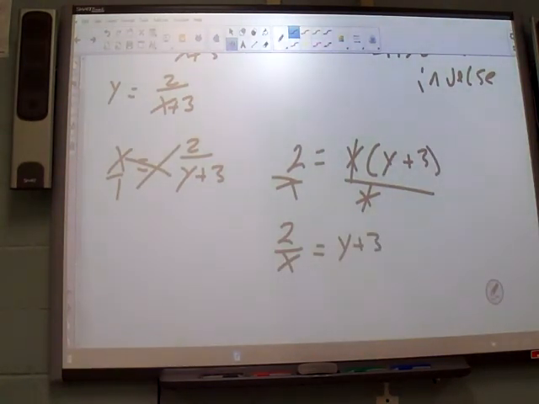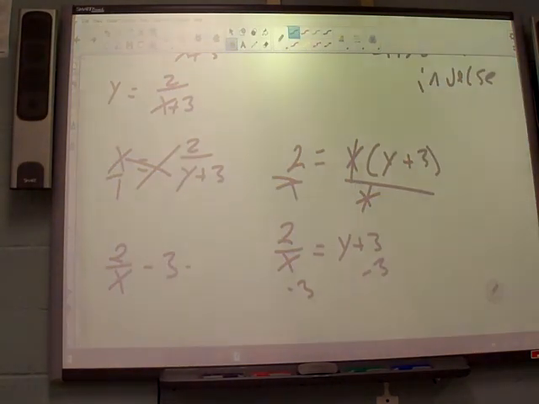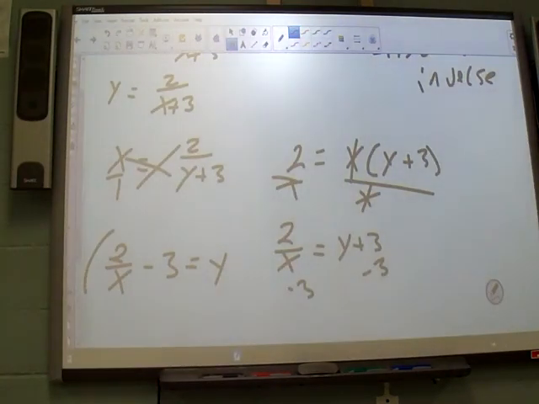We've almost got the y by itself. Then you subtract the 3 from both sides. What is 2 over x minus 3? It's 2 over x minus 3 equals y. Really? Uh-huh. Oh, wow. So that's your inverse.